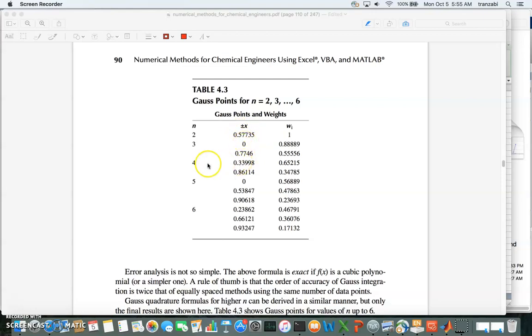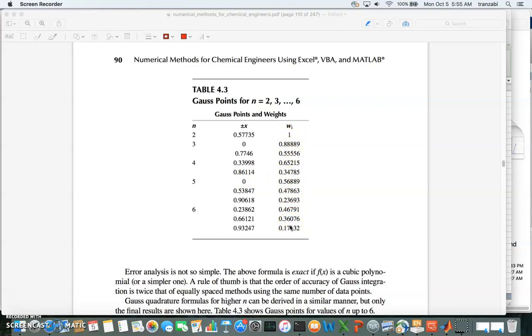Okay, so for 4 points we get, I'm sorry, actually I misinterpreted this. For 3 points we have 0 and plus minus 0.77. For 4 we get plus minus 0.33, plus minus 0.86. For 5 we have 0, plus minus 0.53, plus minus 0.90, and so forth, right? So everywhere you see a number has to be plus minus. Everywhere you see 0, there's just 0, because 0 doesn't have a plus minus. And these are the corresponding weights.